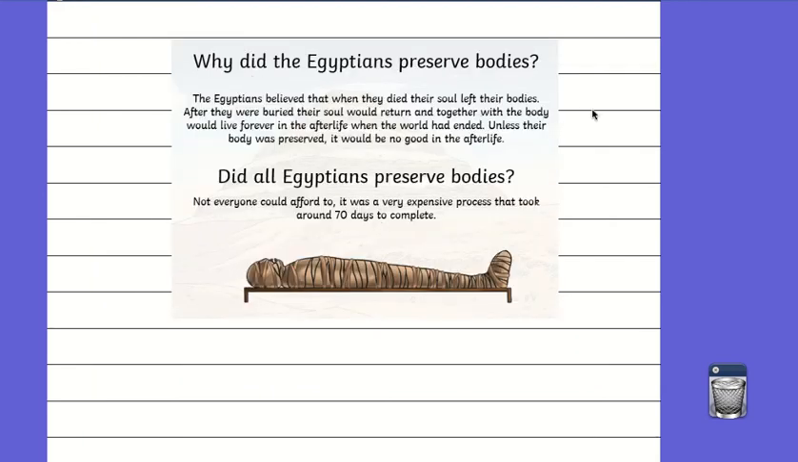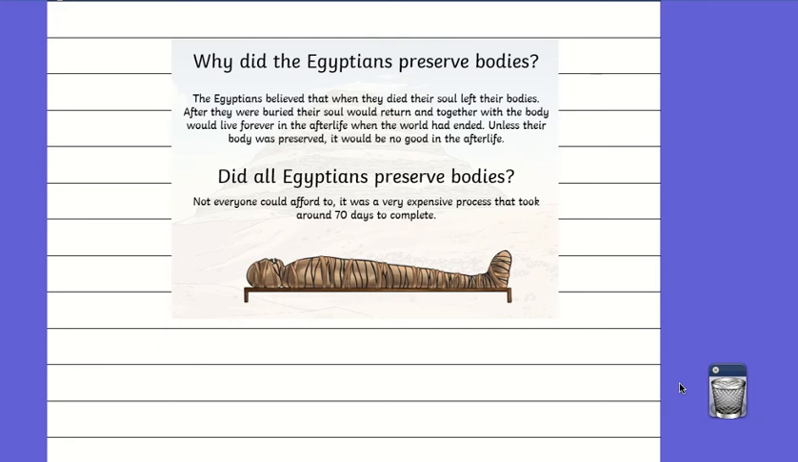Why did the Egyptians preserve bodies? So the ancient Egyptians believed that when they died, their soul left their bodies, and after they were buried, their soul would return and together with the body would live forever in the afterlife when the world had ended. Unless their body was preserved, it would be no good in the afterlife. So they believed that if you didn't preserve the body, you would not be reunited with your soul and live on in the afterlife.